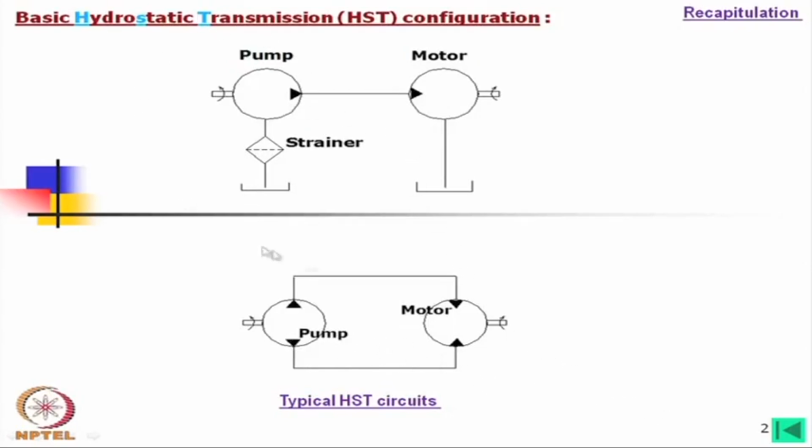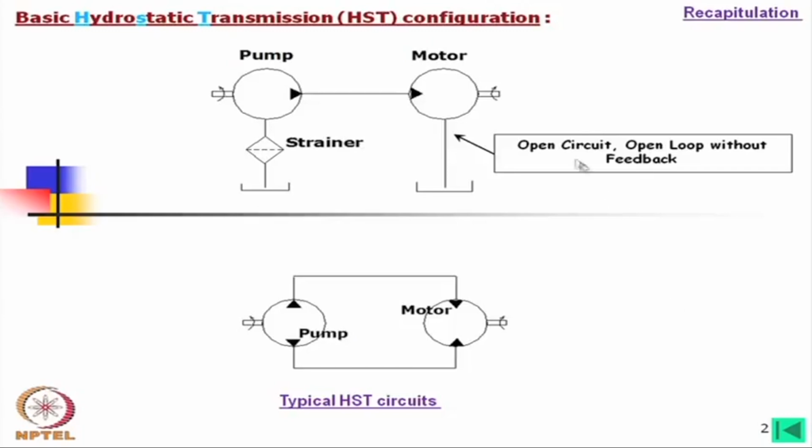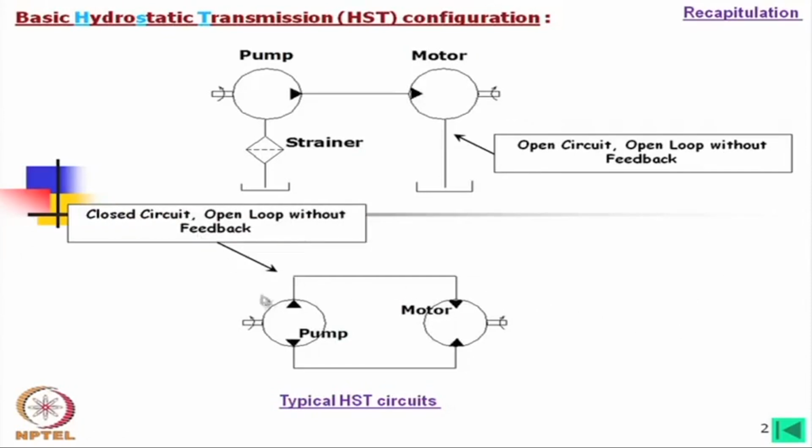So, if we mean hydrostatic transmission, then we mean either this open circuit or the closed circuit. Now, this is open circuit, also open loop without feedback; there is no feedback. Then this one is the closed circuit and open loop, that means without any feedback. If there is feedback, then we will call it closed circuit, closed loop, etc. We are coming to that.